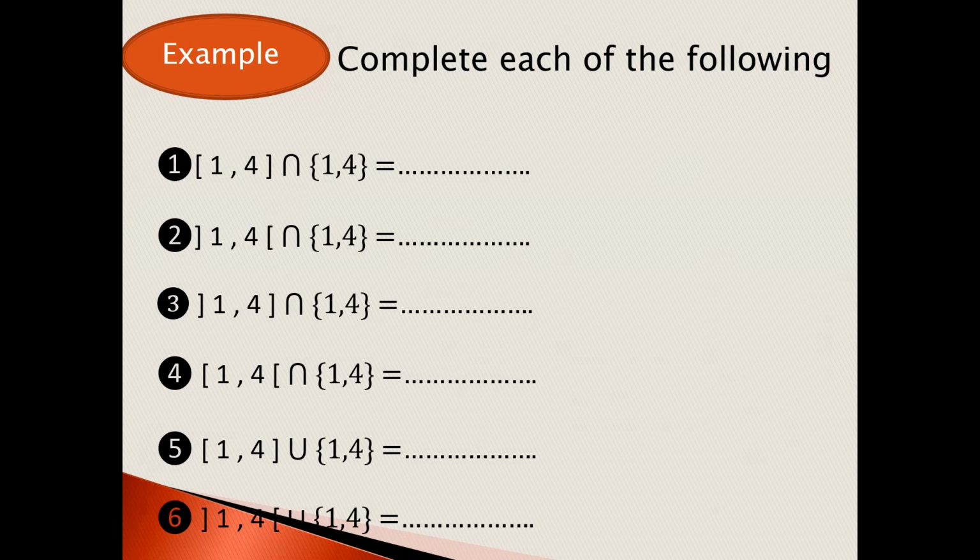Number 4. The interval 1 closed and 4 open, intersection with the set {1, 4}. 1 is closed, so it is included, and 1 is included in the set. 4 is not included in the interval but is included in the set. So the common number between them is 1 only. Set {1}. Number 5, the interval 1 closed, 4 closed, union with the set {1, 4}. The set {1, 4} means number 1 and number 4, and they are included in the interval 1 to 4.